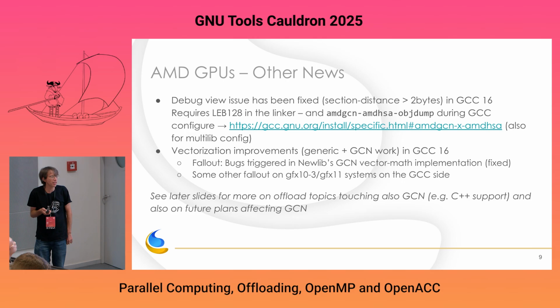Vectorization improved, and if you improve things, then you find bugs, in this case in the math library. Ulab has vectorized math functions for AMD GCN, and there was some corner case not working and some other fallout. One of the GFX 10.3 and GFX 11 issues, and we'll post a patch on Friday, so yesterday. Obviously not reviewed because everyone who could review it is busy here.